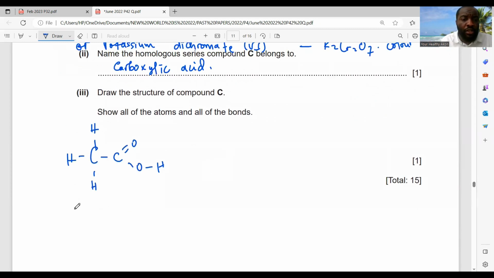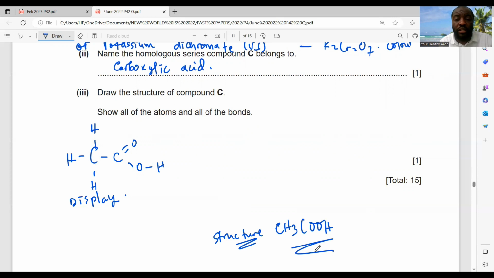Sometimes they'll ask you the structure. That's a display formula. Sometimes they'll ask you the structural formula. So if they ask you the structural formula, you just need to do CH3, then COOH. That's it. So that is the end of that question 5.